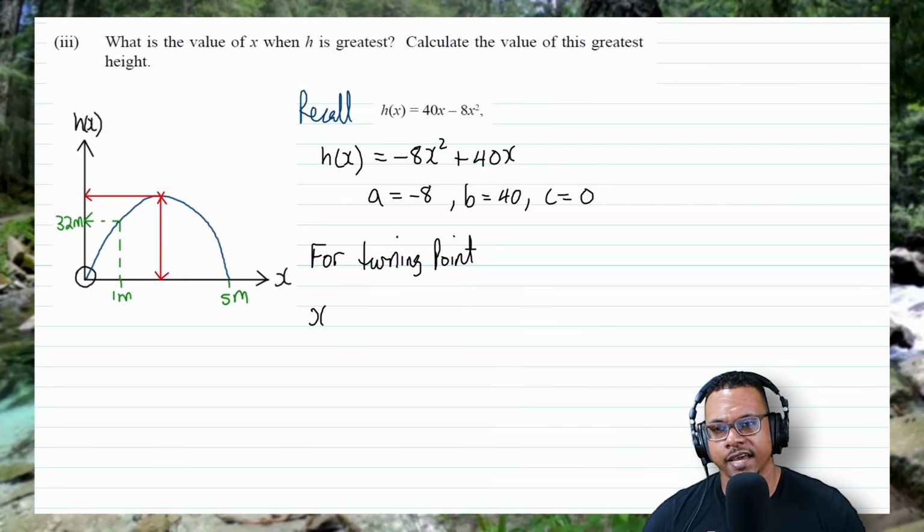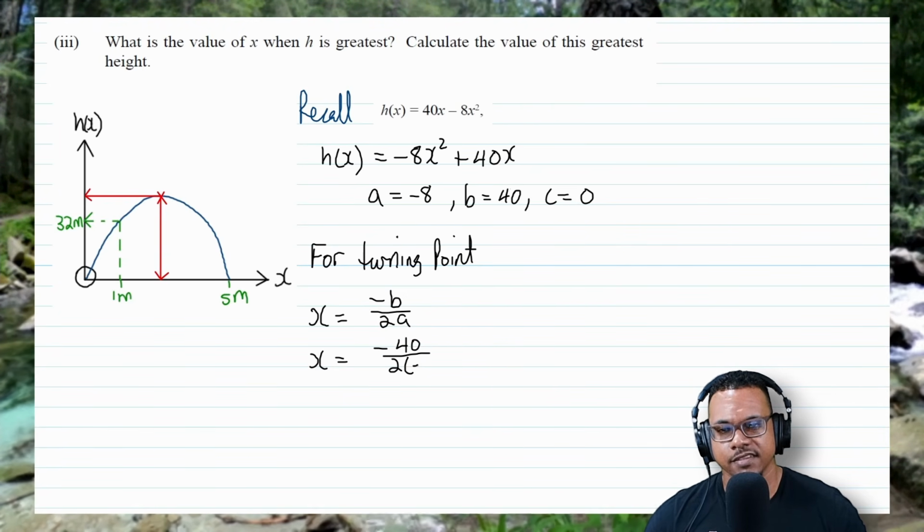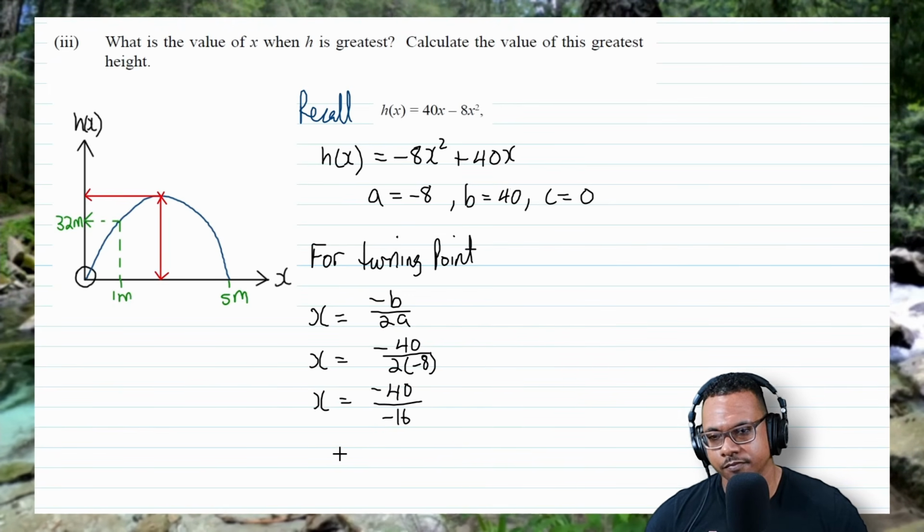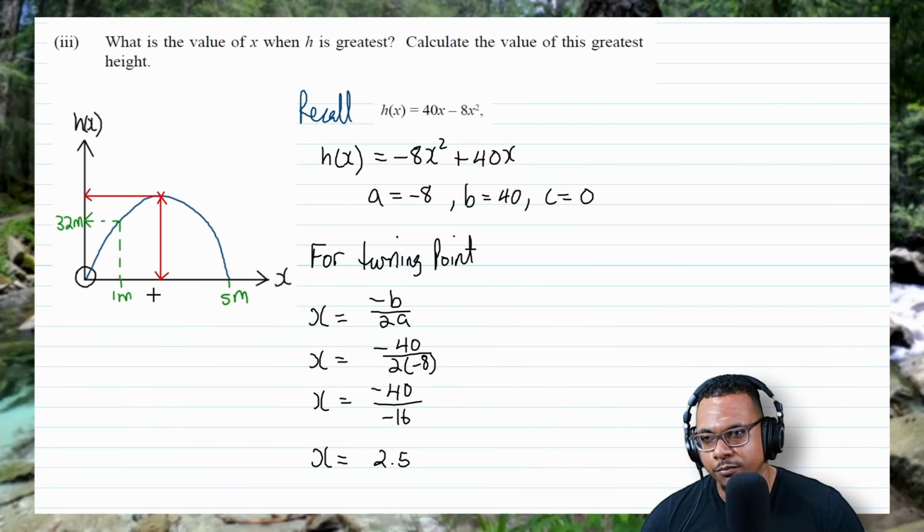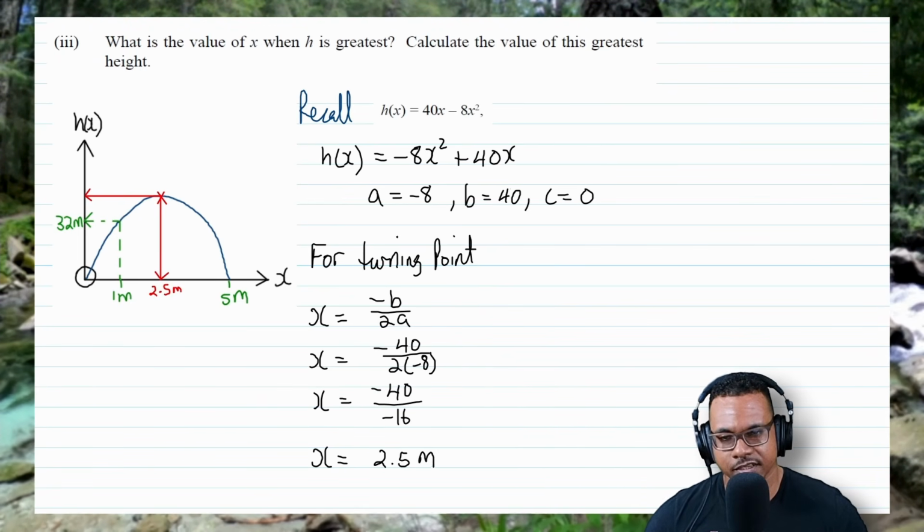All right, we'll have the x component is equal to negative b over 2a. So that'll be negative, and b is 40, over 2 times a, and a is negative 8. All right, so we have negative 40 divided by 2 times negative 8, which is negative 16. So we have x is equal to, all right, positive 2.5. So just remember, you're dividing two negatives, so you're going to get positive. All right, so we get 2.5. So now I can put in that x component here as 2.5 meters.